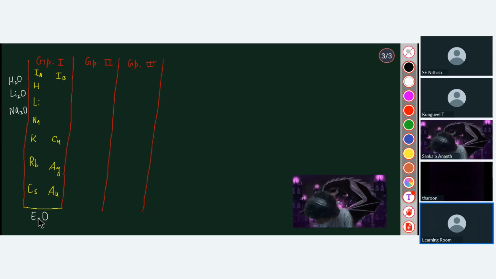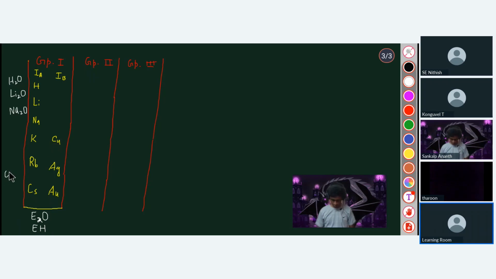So this is according to Mendeleev: the oxides of these group first elements have the general formula E2O. And the general formula of their hydrides is EH. Sir, isn't sodium in group B, like 1B? For group first B, it is your subgroup.